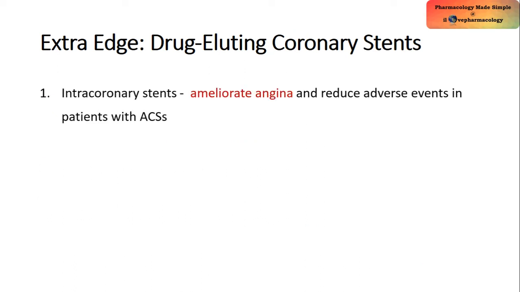So coming to the extra edge point, basically the intracoronary stents will help in ameliorating the angina as well as reduce the adverse events associated with acute coronary syndromes. But using intracoronary stents alone will not prevent the risk of restenosis. That's why you need to use drug-eluting coronary stents. Along with the intracoronary stents, you need to use some immunosuppressive agent which prevents the restenosis as well as reocclusion of the stents.